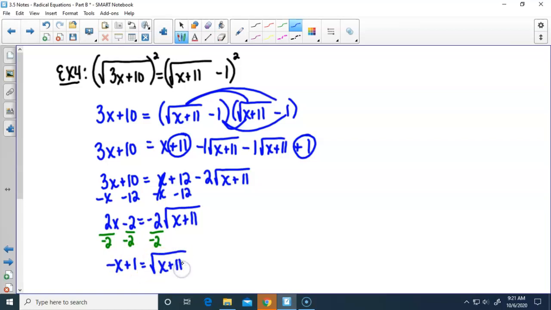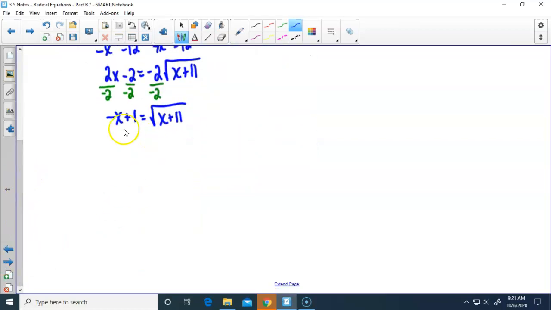Now, this problem is a more difficult problem because you still have a square root left, and an x left over here on the side. So you're going to have to square both sides again. And when you do that, remember your square, double square for this. So you're going to get x squared minus 2x plus 1 here. And over on the right-hand side, just x plus 11.